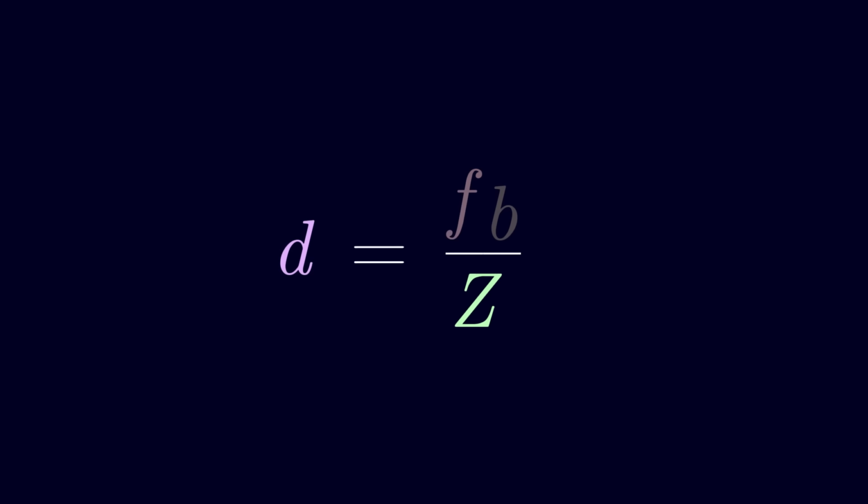In our code, we don't care about the actual camera values, so we just write d equals k over z, where k is a constant that controls how strong the depth effect looks. Closer points, bigger shift. Farther points, smaller shift.